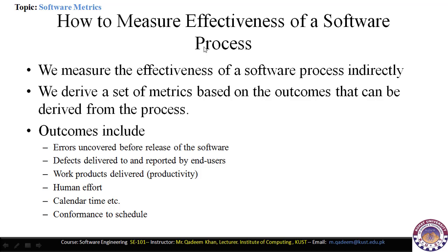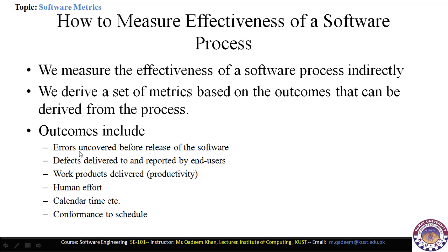If the software is very effective, then it will give us a good product. If a software is ineffective, then the result will be the wrong product. So we measure the effectiveness of software indirectly. We cannot measure it directly. So we use certain metrics based on the outcomes that can be derived from the process, and the outcome includes errors uncovered before release of the software.